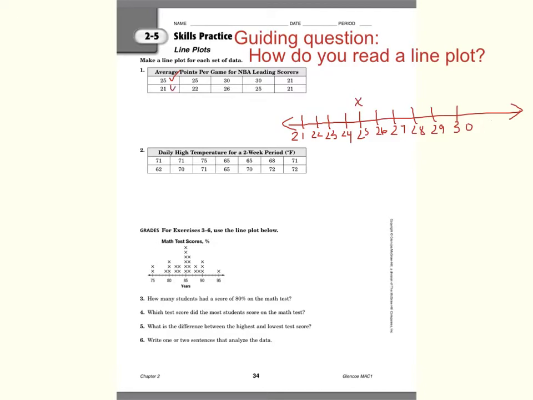21, 21, 25. There's another 25. 22, 30, 26, 30, 25, 21, and 21. Okay? Now, really, if you're doing this on paper, and especially if you're doing this on grid paper, you can do it a lot neater.